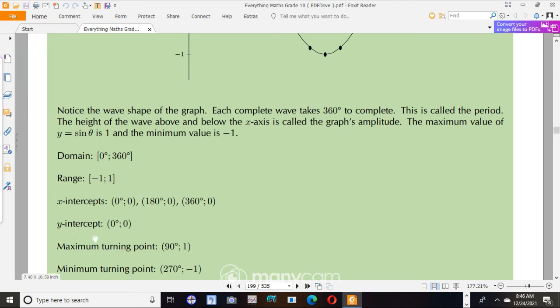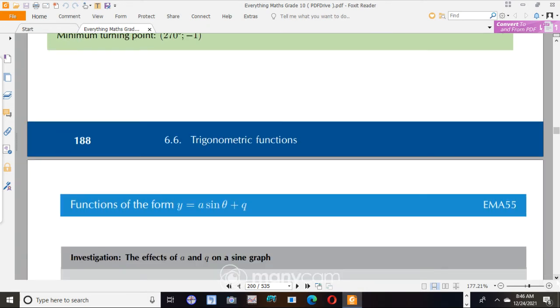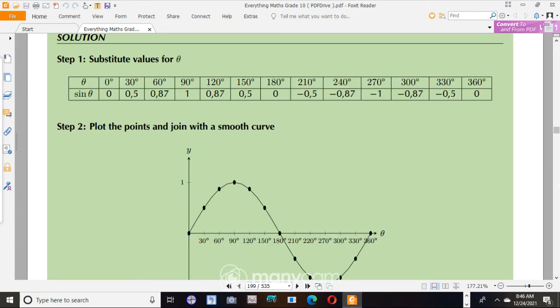The y-intercept means when x is equal to 0. So when x is equal to 0, the value of y is 0. The maximum turning point is 90 degrees, 1. The minimum turning point is 270 degrees, -1. The maximum value is at 90 degrees, the minimum value is at 270 degrees.